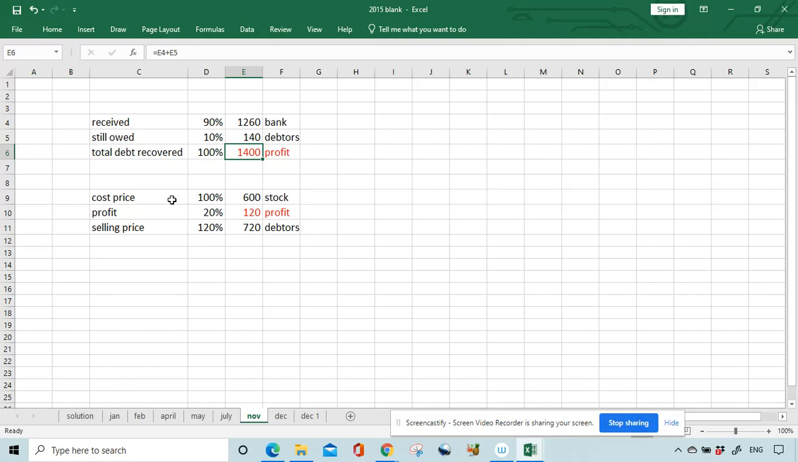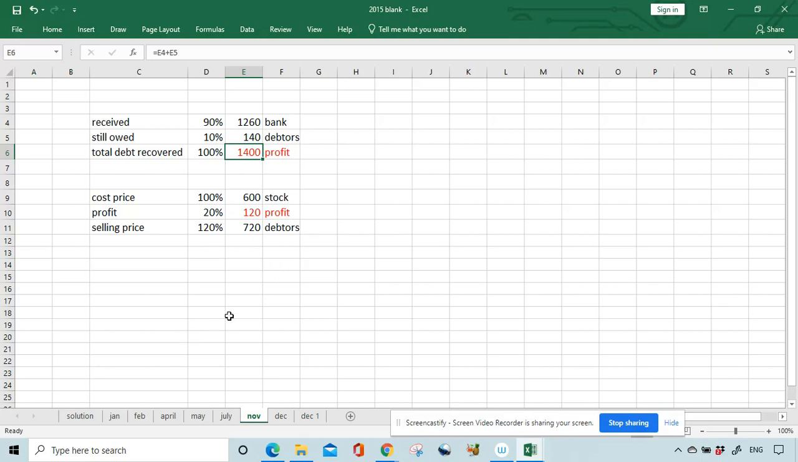I go to the second part of the note, and it says we sold goods on credit. So we have €720, which was equal to 120% because it was a markup of 20%. To find out how much the stock cost, divide 720 by 120 and multiply by 100 to get 600. And that gives me a profit of 120.